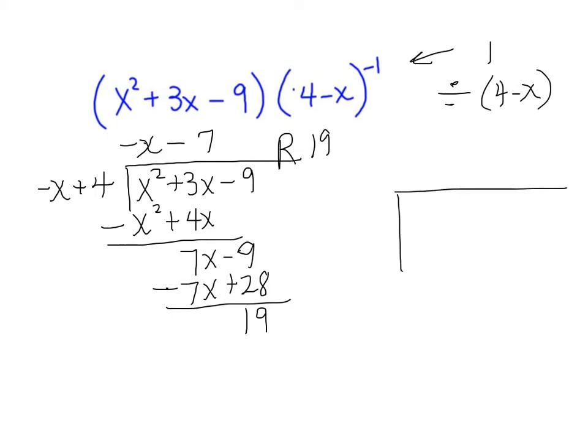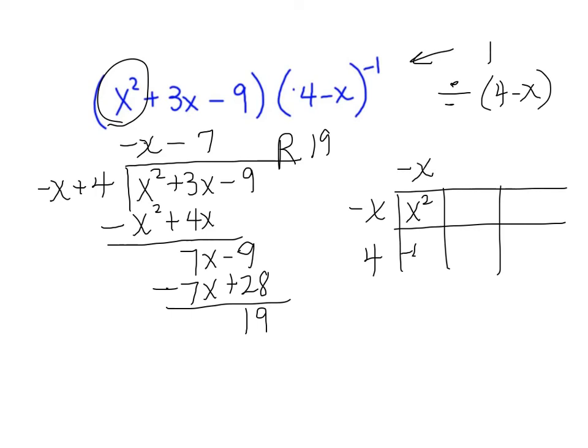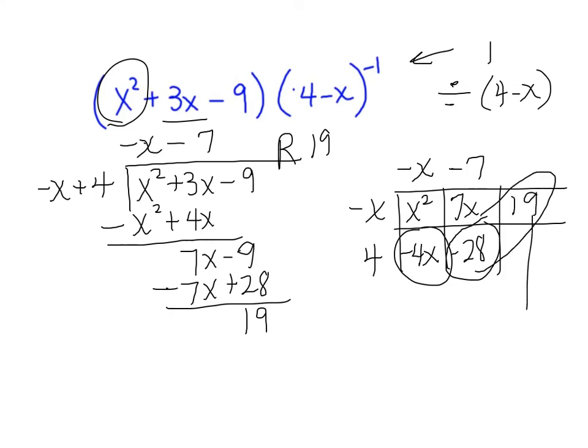Now, what this looks like, if I do the box, is that this is negative x, this is plus 4, and so I'm going to put x squared in this first box, and this is going to be negative x, negative 4x, right? This negative 4x needs to add to 3, so I'm going to add 7x, right? And then what times this? This is negative 7. This is negative 28. And then I need this to be negative 9. So I put this here, and I'm going to add 19 to it, and this is my remainder. So the answer is negative x minus 7 with a remainder of 19.